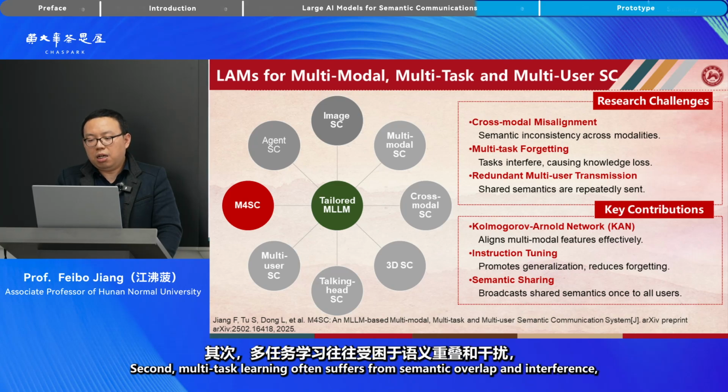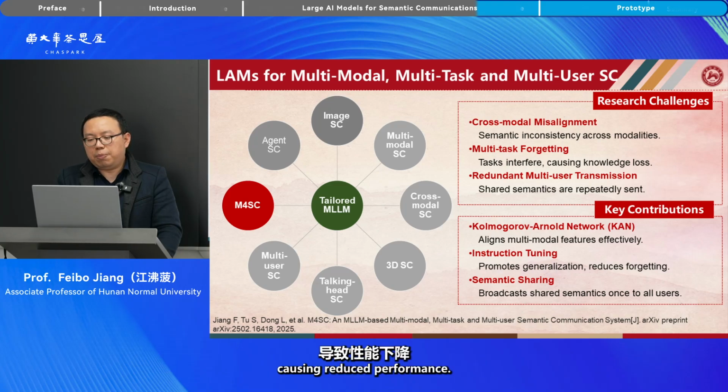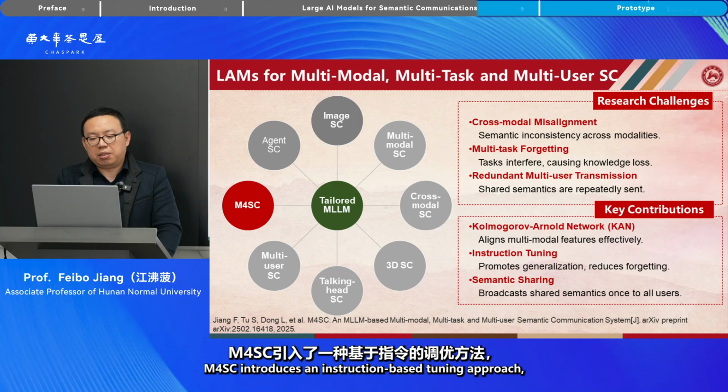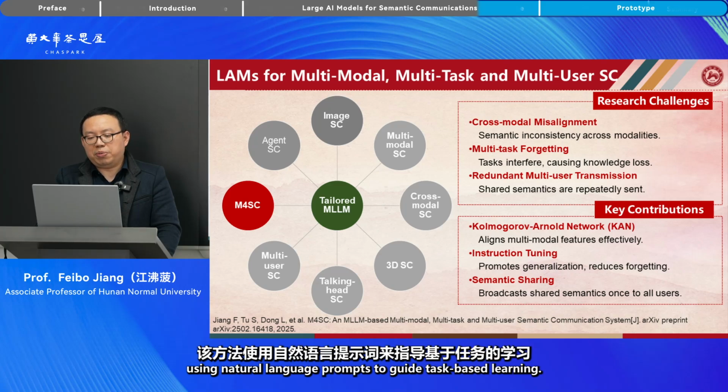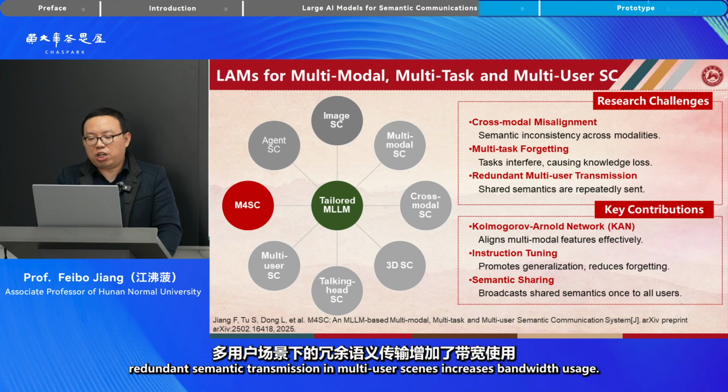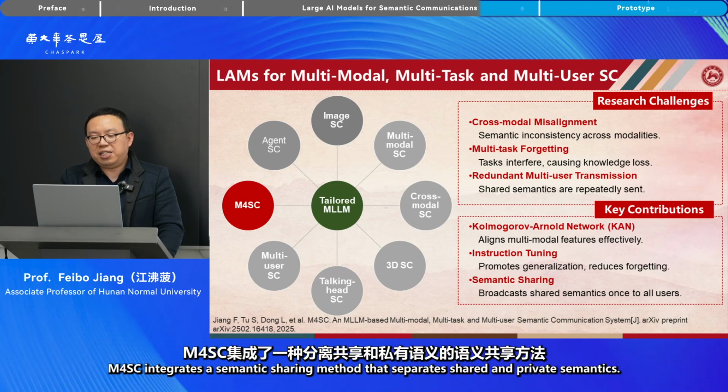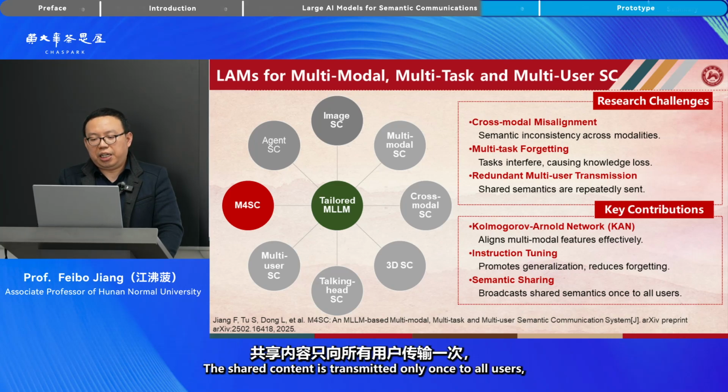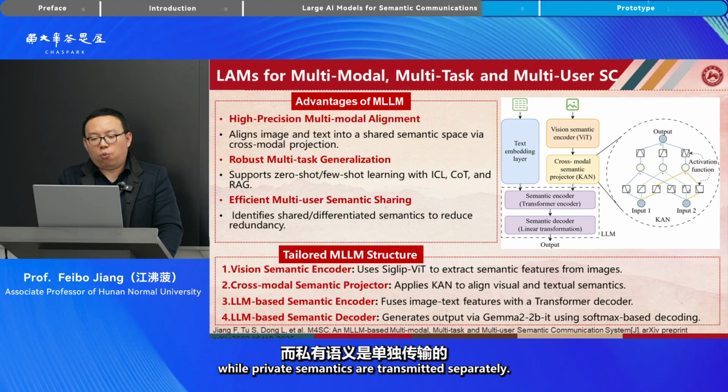Second, multitask learning often suffers from semantic overlap and interference, causing reduced performance. M4SC introduces an instruction-based tuning approach, using neutral language prompts to guide task-based learning. Third, redundant semantic transmission in multi-user scenes increases bandwidth usage. M4SC integrates a semantic sharing method that separates shared and private semantics. Shared content is transmitted only once to all users, while private semantics are transmitted separately.